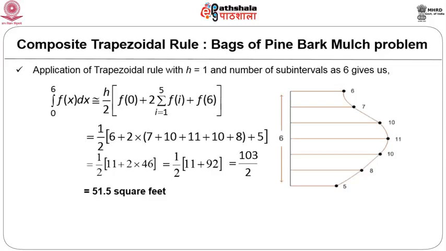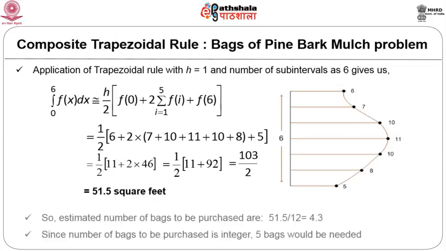So it is h by 2, and we have measured, our h is 1. So 1 by 2, inside the bracket 6 plus 5 plus 2 into 7 plus 10 plus 11 plus 10 plus 8, and that gives the answer 1 upon 2 into, in the bracket, 11 plus 2 into 46, that is 11 plus 92, it is 103 by 2, 51.5.